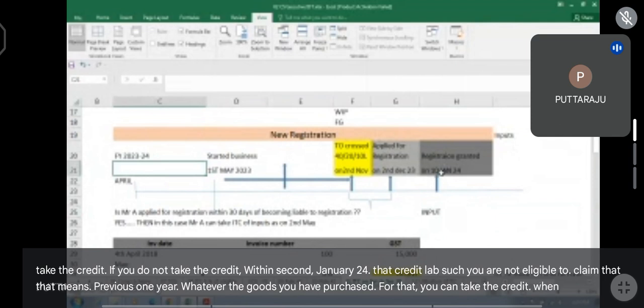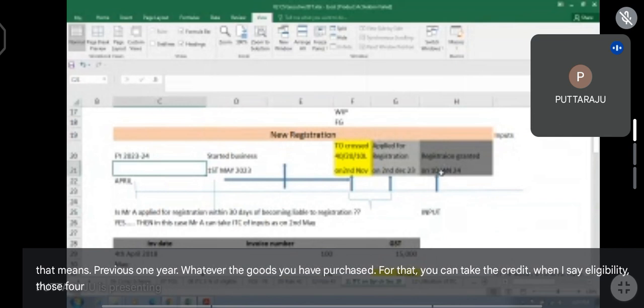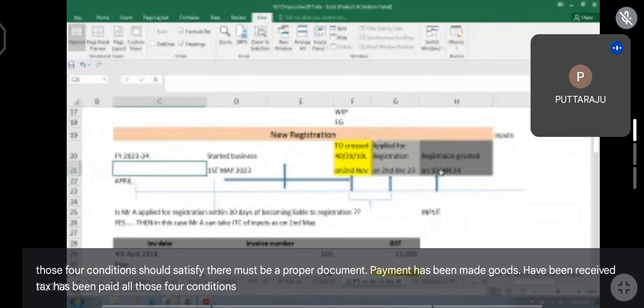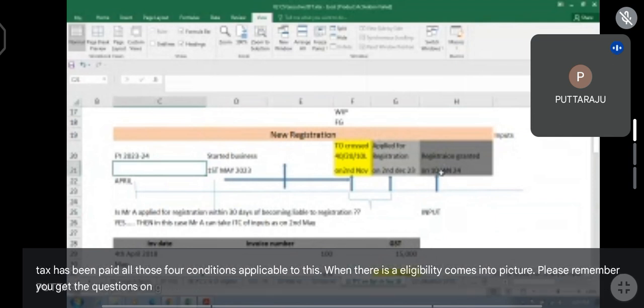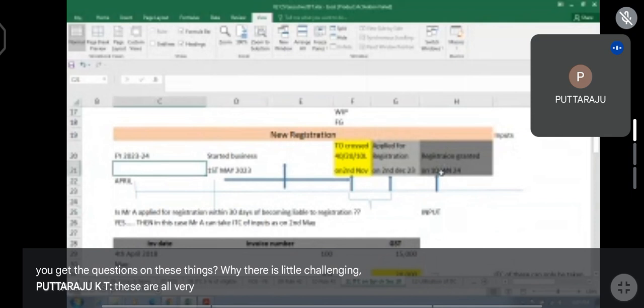When I say eligibility, those 4 conditions should satisfy. There must be a proper document, payment has been made, goods have been received, tax has been paid. All those 4 conditions applicable to this. When eligibility comes into picture, please remember, you get the questions on these things. Why? There is little challenging. These are all very challenging.